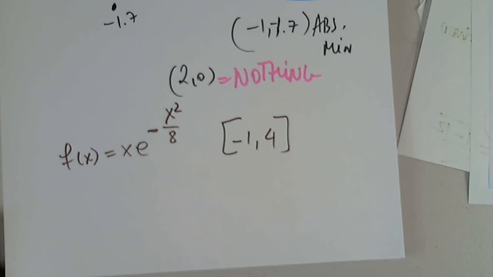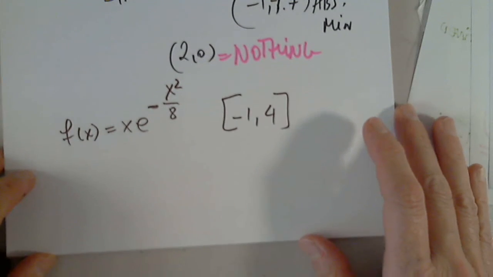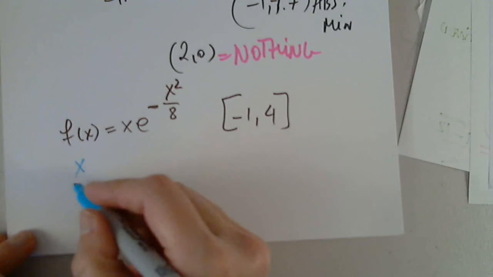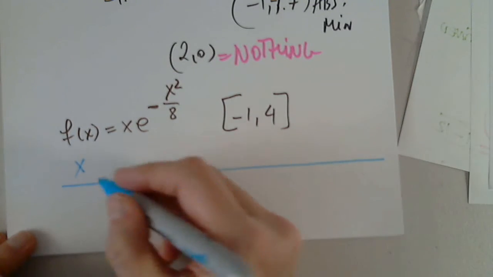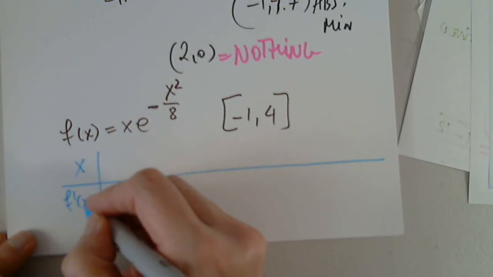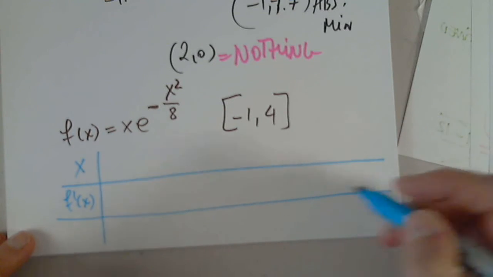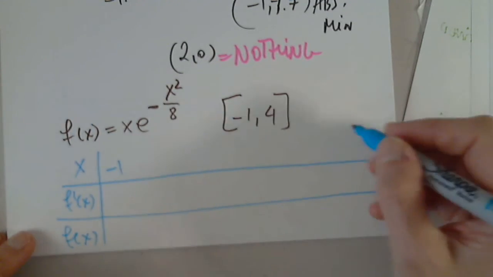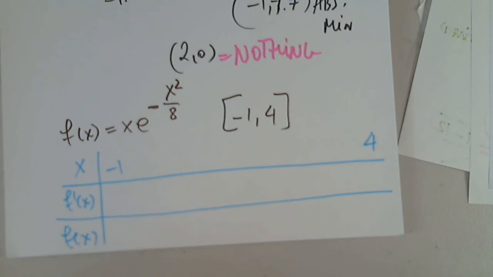Okay. Same questions, everything the same. I would get my table going where I have x, f prime, and f of x. This is fixed. It has to be -1 to 4, no questions.